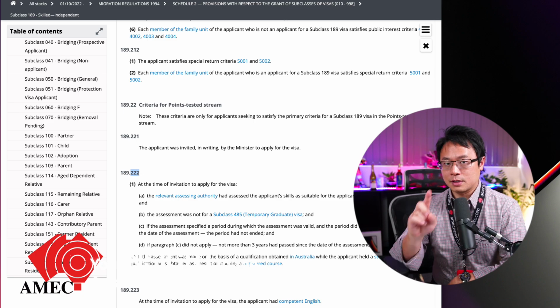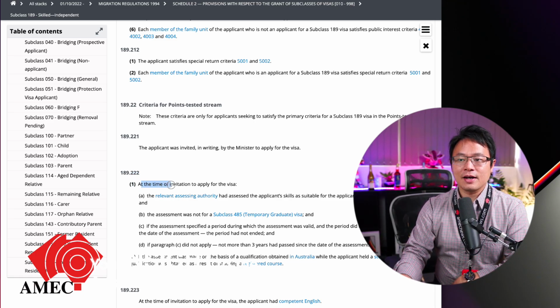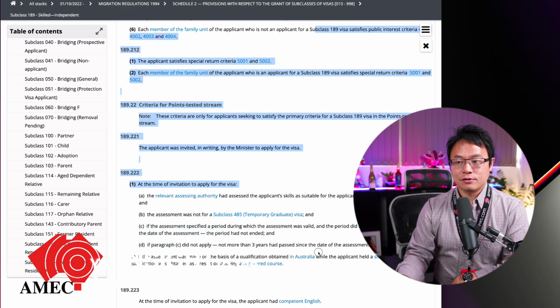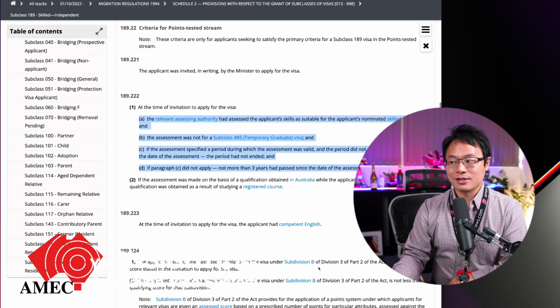Now, if we look at 189.222, you start seeing this. Subclause 1: at the time of invitation to apply for this visa. What this subclause is trying to find out is whether or not you already have a skill assessment.